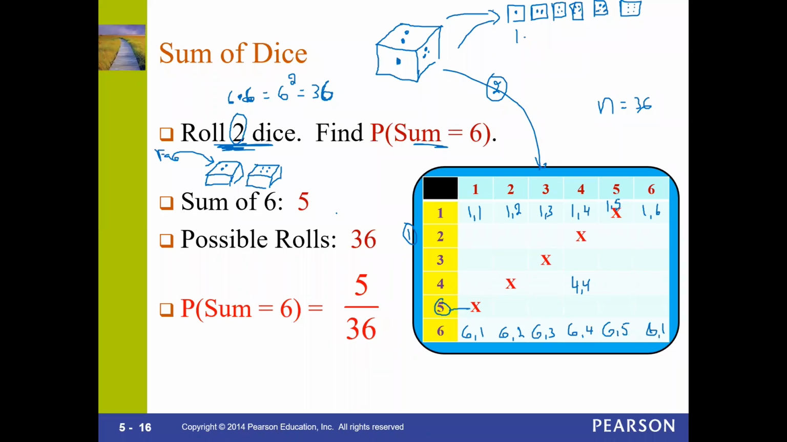You roll 2 dice, okay? Then you got 36 options in total. Not all of them give you 6. For example, you got 2 and 1 right here, then 2 and 2, etc., all the way to there. Not all of them give you 6. The only ones that are gonna give you 6 are just 5 of them. These are the 5 that give you 6.